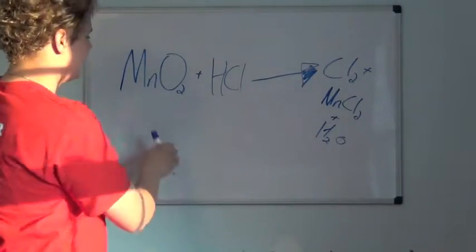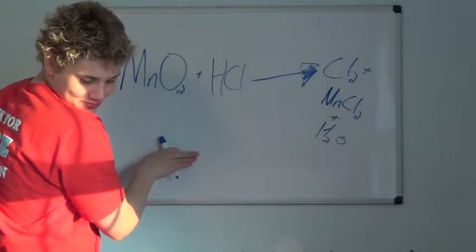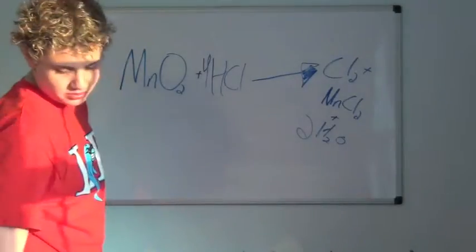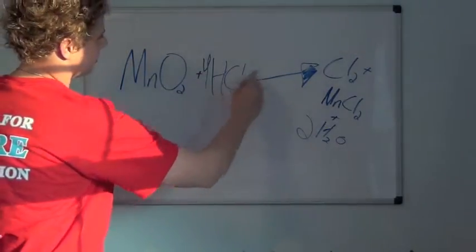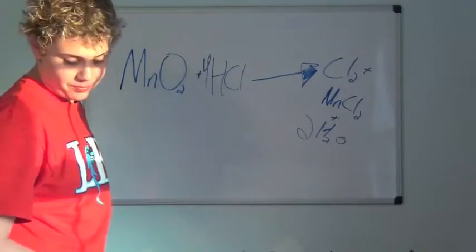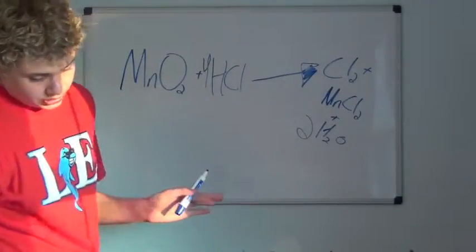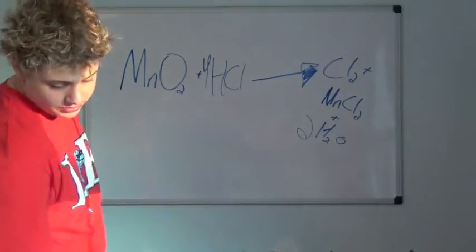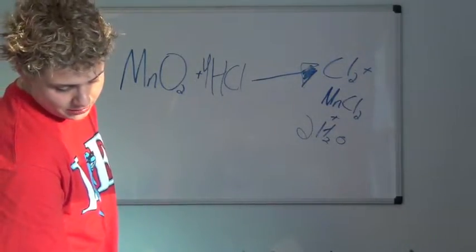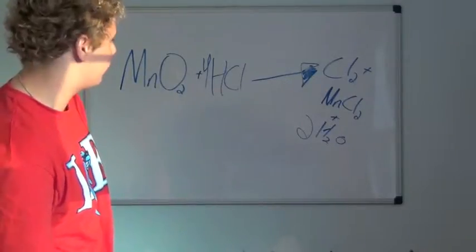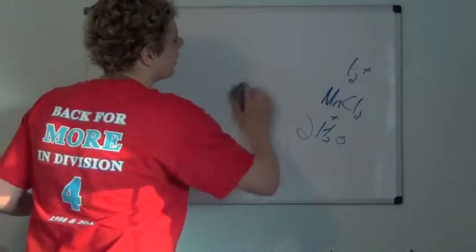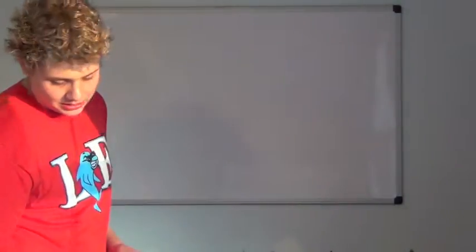So what we do is we got all this, and all we really need to do is just put a 4 here and a 2 here and we're good. Because then we have 4 hydrogens, 4 chlorines, 1 manganese, 2 oxygens. Alright, so after you balance your equation, what you need to do is figure out how much of what you're trying to find. So what you're trying to find is how much manganese dioxide do you need to make 250 grams of chlorine. So what we do is we take the molar mass of these objects.